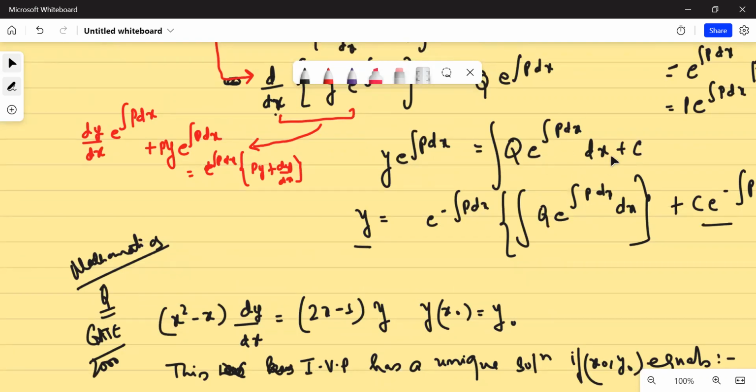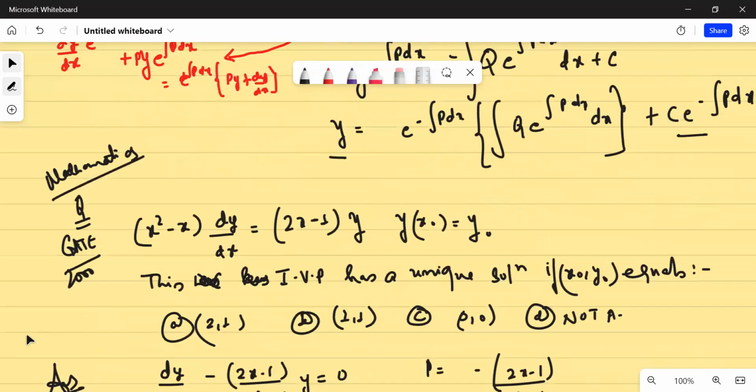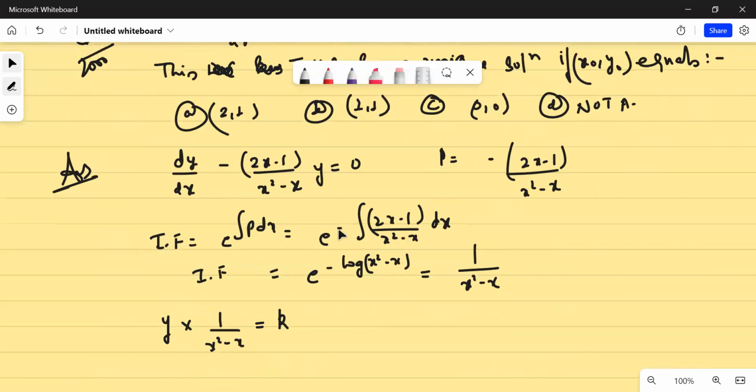Y into integrating factor is q into integrating factor plus c. Q is 0, so only a constant would be here, right? Integration of 0 is a constant. Constant plus constant is again a constant. So overall, this will remain constant. So your solution, y as a function of x, happens to be k times x square minus x.